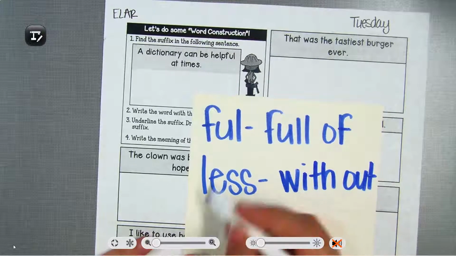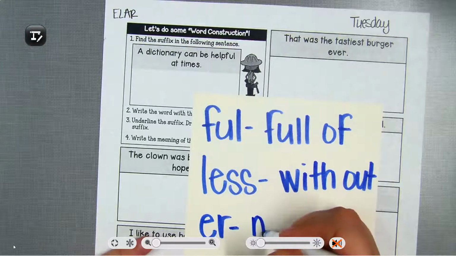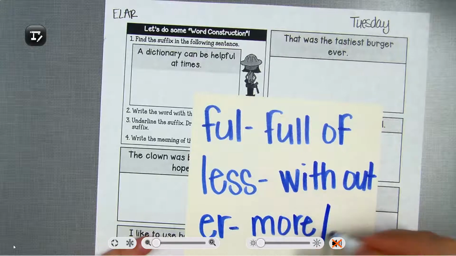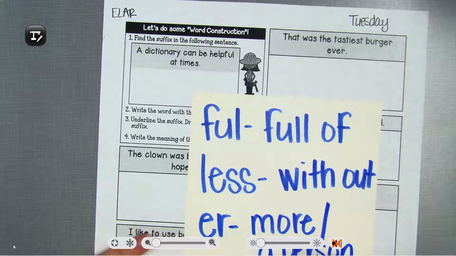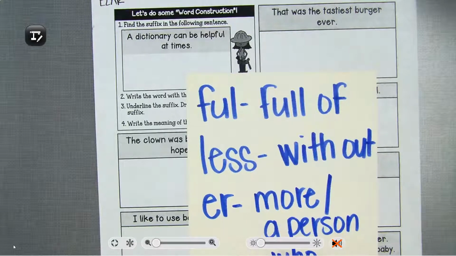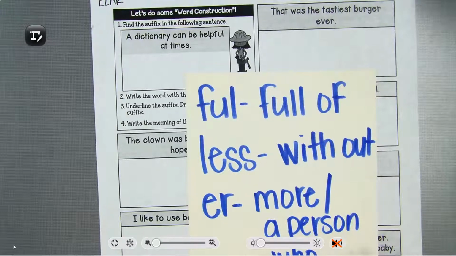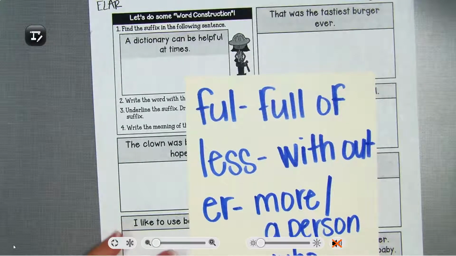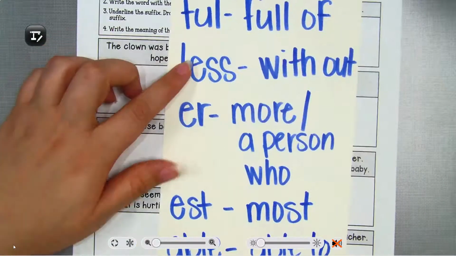We have er, which can mean two things. It can mean more, or it can mean a person who. We have est, which means most. And then we have able, which means able to be. Okay, so full means full of, less means without.